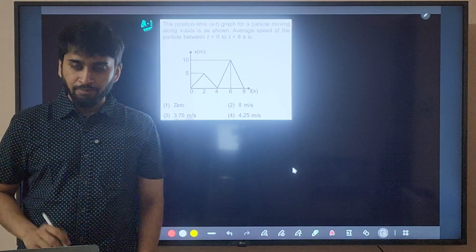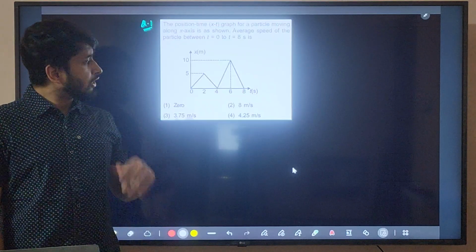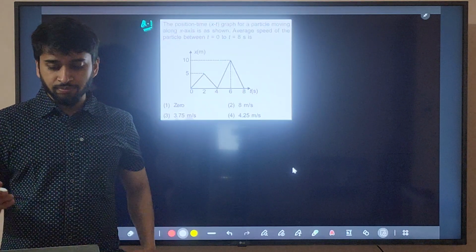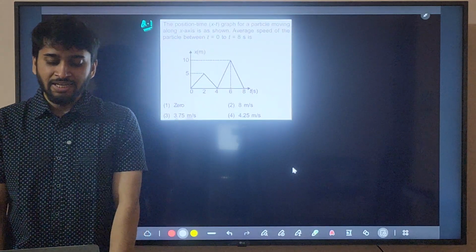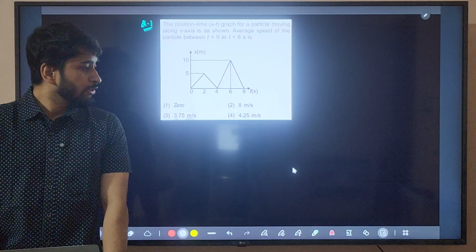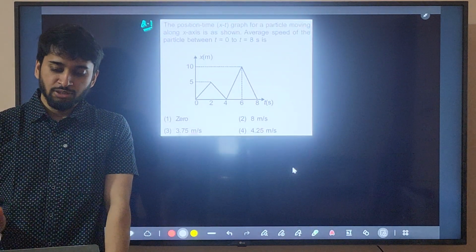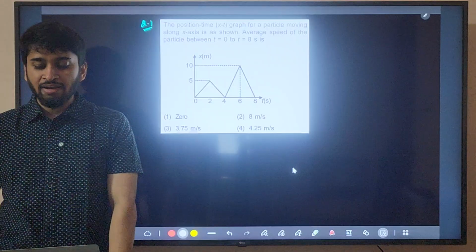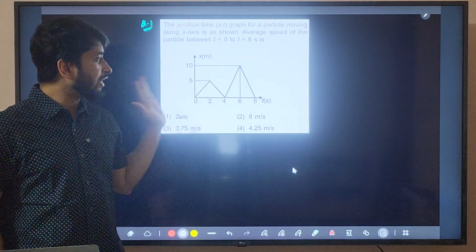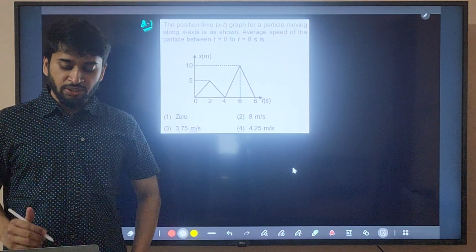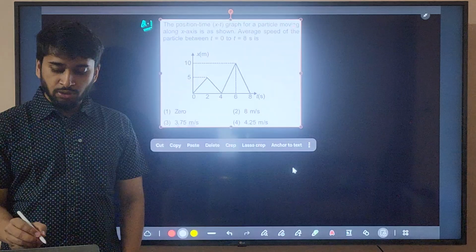This is based on position time graph. Let us see what the question says. The position time graph for a particle moving along x-axis is as shown. They are asking to find the average speed of the particle between t equal to 0 second to t equal to 8 second, right? So let us see how to solve this one.